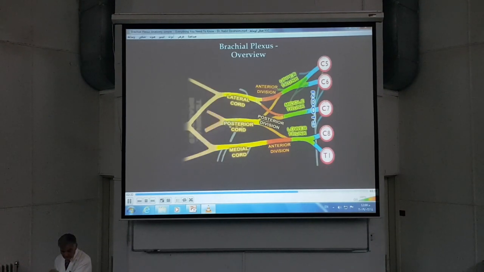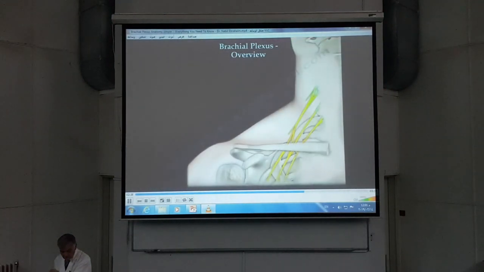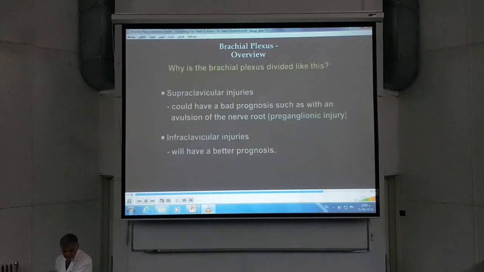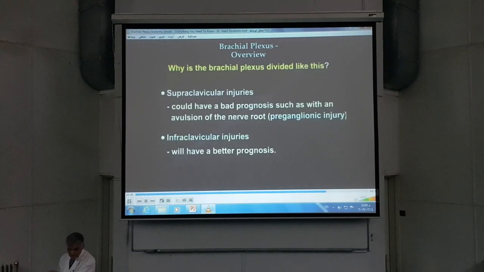Now you end with the branches. The brachial plexus is divided into parts, supraclavicular and infraclavicular. Use the clavicle as a marker. Anything above the clavicle will be supraclavicular. Anything below the clavicle will be infraclavicular. So why did we divide it like that? Because supraclavicular injuries have a bad prognosis. It can be avulsion from the root, and the infraclavicular injuries will have a better prognosis.